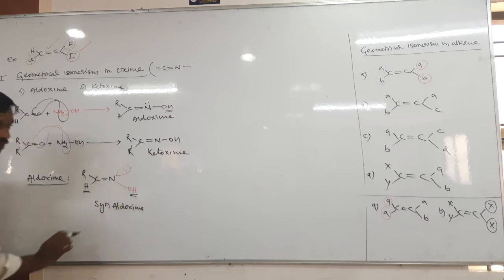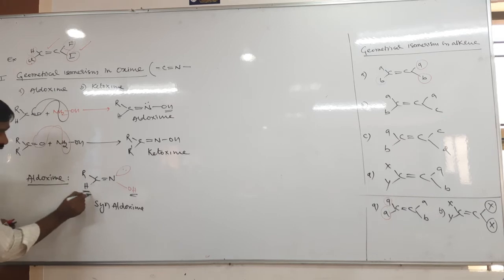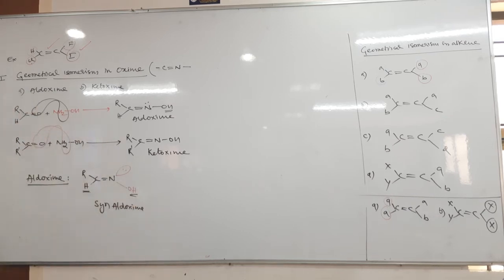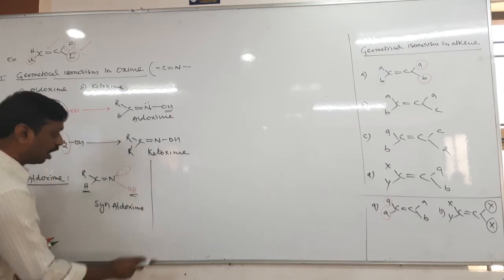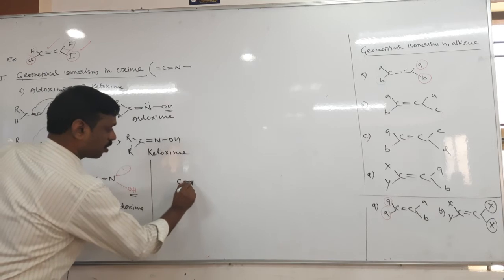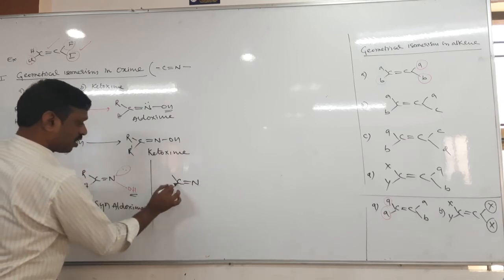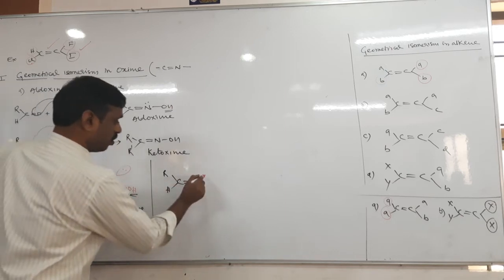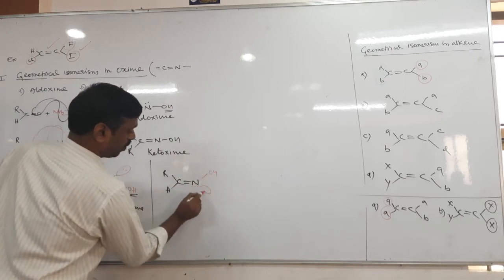Syn aldoxime. What is the condition? The condition is that the H and OH group should be on the same side. If H and OH are on the same side, it is syn. If the H and OH are on opposite sides, let us take H and here R. Now this side is OH and lone pair.